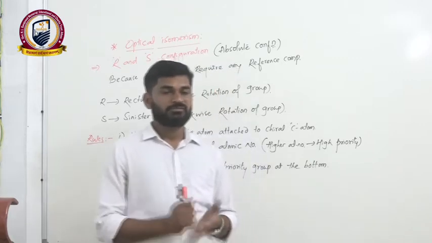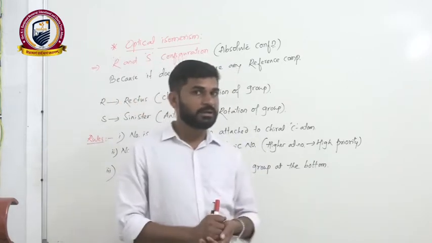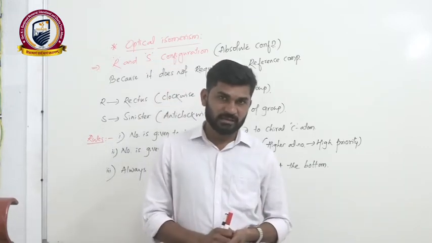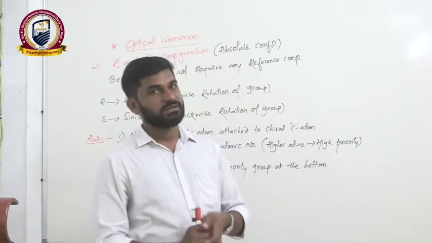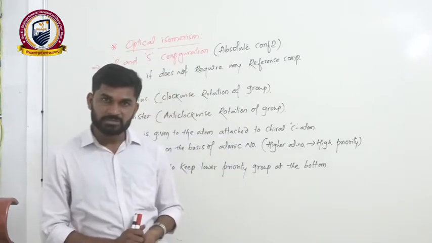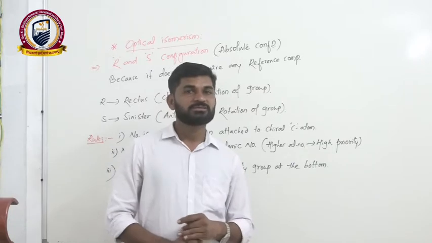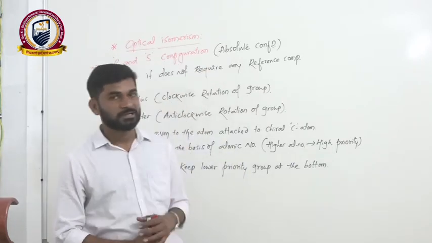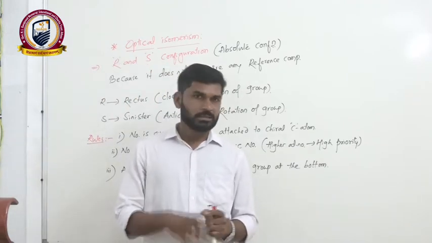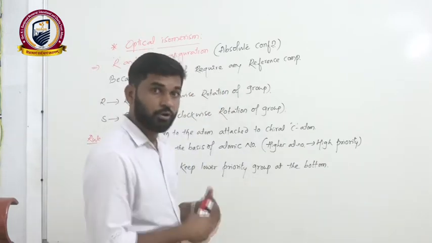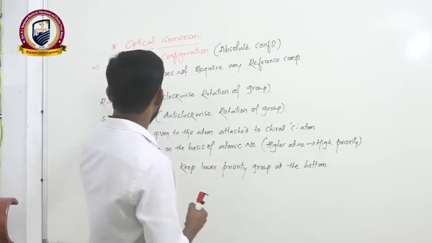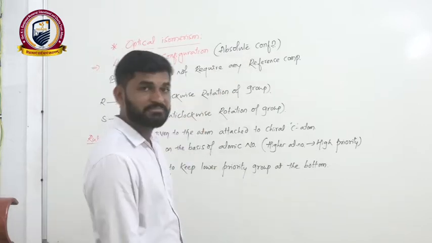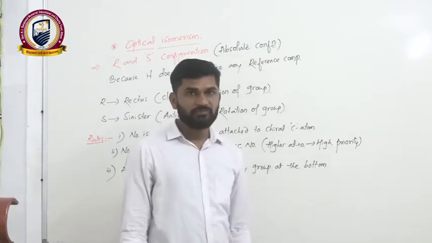For a compound to exhibit optical isomerism, it should have a chiral center. Chiral center means a carbon which is attached to four different atoms or groups around it. Such a carbon is called a chiral carbon atom, or that center is called a chiral center. For that chiral center, we denote the R and S configuration. This R and S configuration is called absolute configuration.